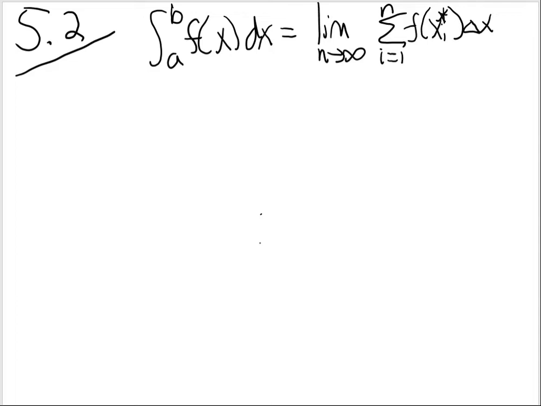Now, remember that this thing's going to exist if we have a continuous function or one that only has finitely many, so that is not infinitely many, jump discontinuities. So when we're looking at this, as long as basically you don't have an asymptote, this thing will exist. The trouble is just figuring out what it is.